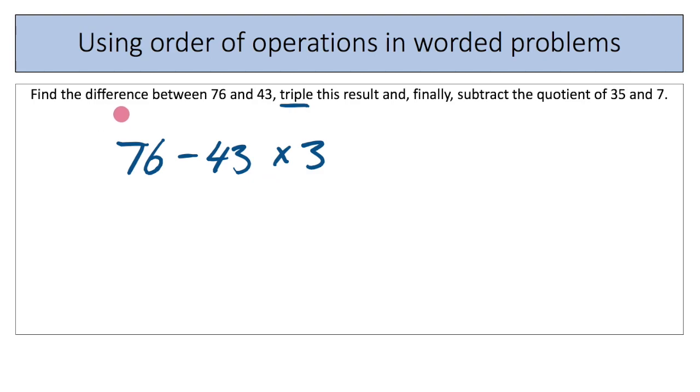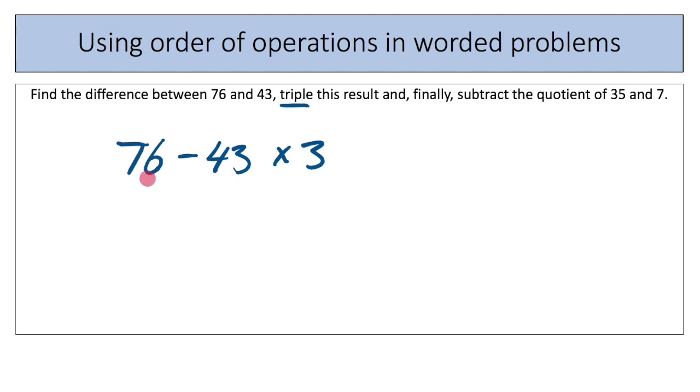But notice that isn't what my question is asking. My question is saying, hey, first do the subtraction of 76, subtract 43, and then triple that result. So I need to change this expression in a way that tells the person who's doing it to first do the 76 minus 43 first. So how am I going to change it? Well, what I'm going to do is I'm going to remember my order of operations, my BIDMAS, and I'm going to remember brackets.